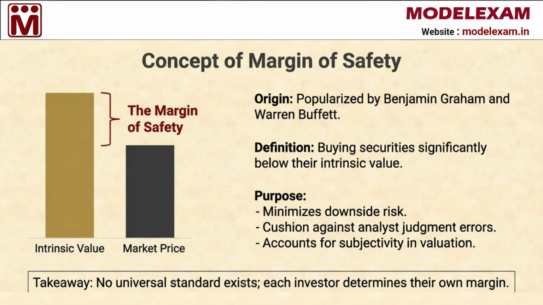This concept was popularized by Benjamin Graham and Warren Buffett. The definition is simple. You want to buy securities significantly below their intrinsic value. The purpose of this gap is to minimize your downside risk. It acts as a cushion against errors in your judgment or bad luck. Remember, there is no universal standard for this margin. Every investor must decide their own comfort level.